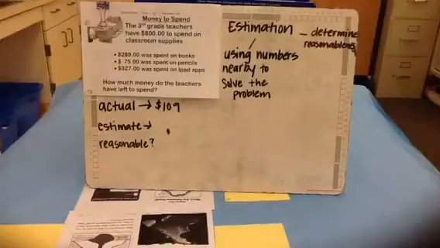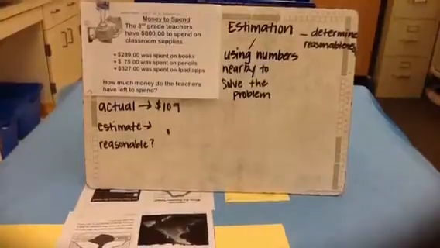So you can do the actual problem solving and then the estimation and compare, or you can also do the estimation first, then solve it with the actual numbers and compare. So it really does not matter what order you do it in, but it's all about figuring out if the actual solution is reasonable or not.